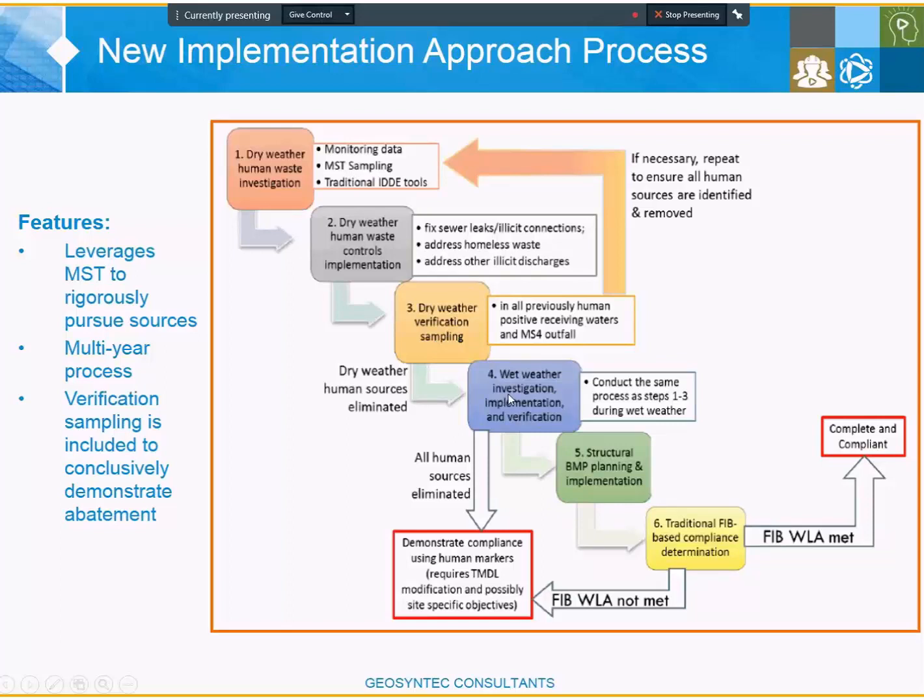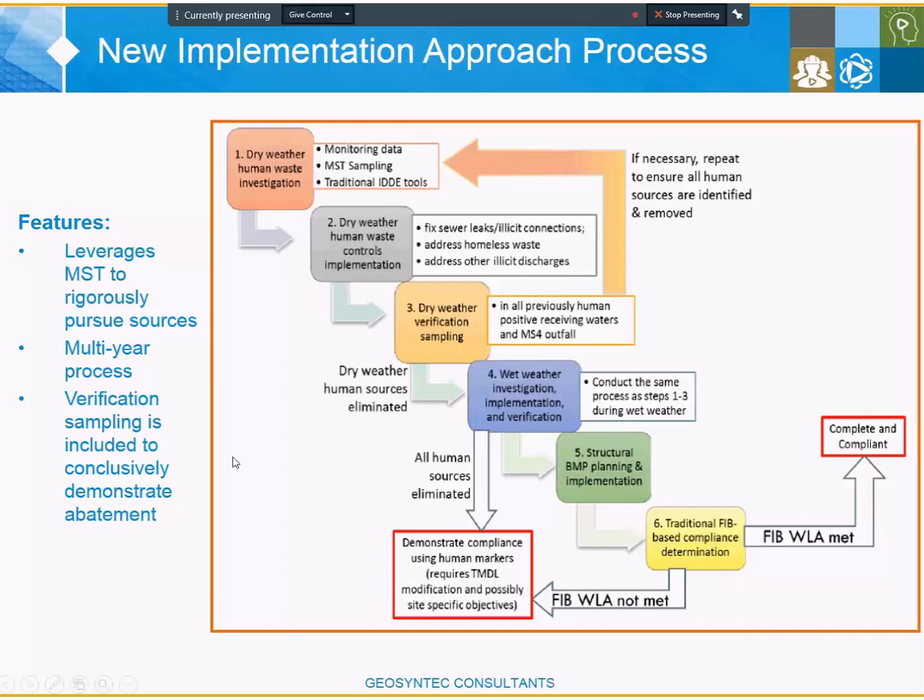It's critical that you don't move on to wet weather too soon, because wet weather sampling using MST markers is this amalgamation of land surface and below ground sources. So there's too many variables for you to act on the results that you get. Once wet weather is done, if wet weather is then clean and dry weather was previously shown to be clean, now you're at a point where you can have a viable conversation with regulators about what your regulatory options are. If it's not, if you're still exceeding the bacteria standards and there's no regulatory off-ramp available to you, then you move on to that structural BMP as your backstop, and that's back to the traditional compliance approach.